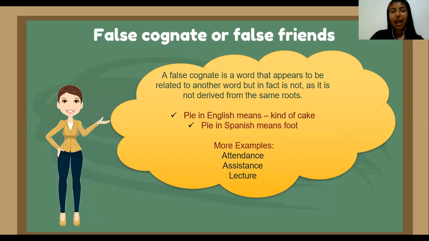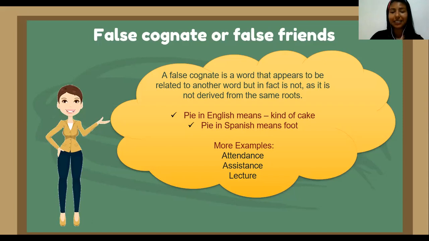So let's see. A false cognate, it's a word that appears to be related to another word, but in fact is not, as it is not derived from the same roots. For example, pie in English means kind of cake. For example, a lemon pie, or an apple pie. Pie in Spanish means foot.